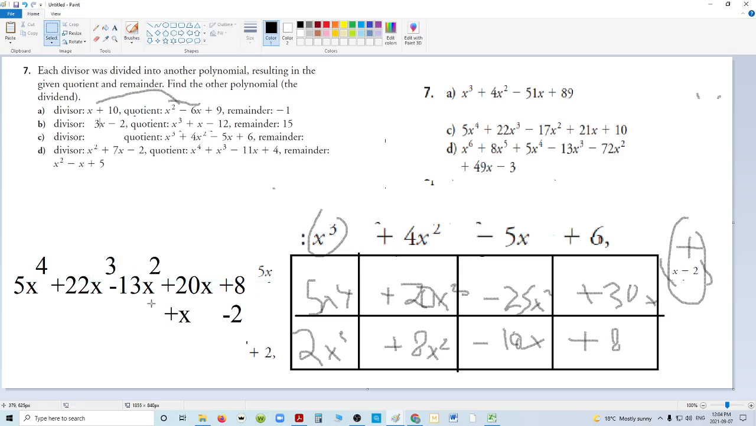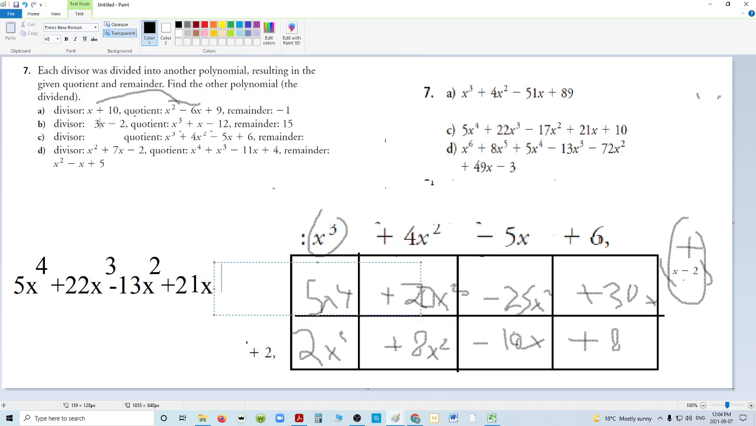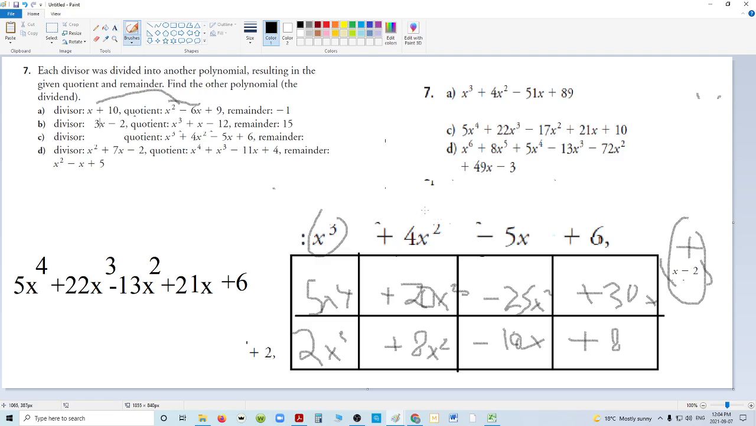Which means when I add an x here, it's going to become 21x. And when I subtract 2 from that 8, it's going to be plus 6. And this should be the answer. Sorry, this should be the dividend that got divided by x plus 2 that created this quotient and this remainder. And let's see if we got it.